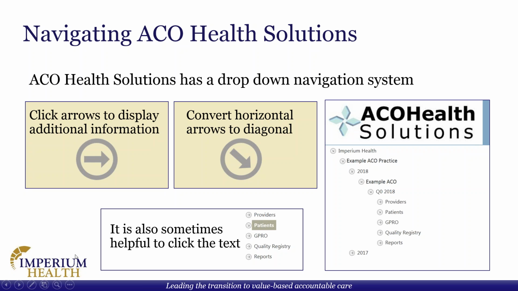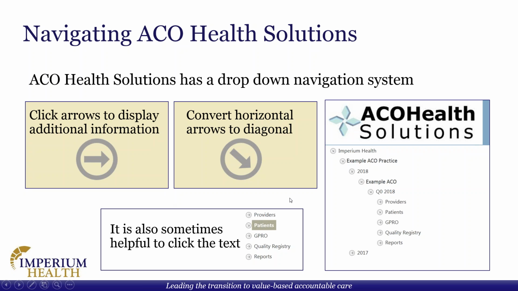So whenever you see an arrow that's pointed to the side, if you click on that arrow, it'll oftentimes point to where it's maybe pointing diagonally down. And if you click on one of those arrows to the point where it's going to point diagonally down, you're going to have a little bit greater access, or you're going to see additional information.